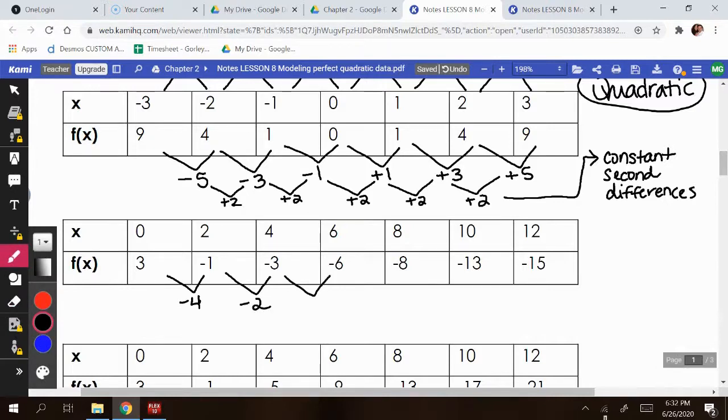How do I get from -3 to -6? I would subtract 3. How do I get from -6 to -8? Subtract 2. How do I get from -8 to -13? Or what is -13 minus a -8? That'd be -5.